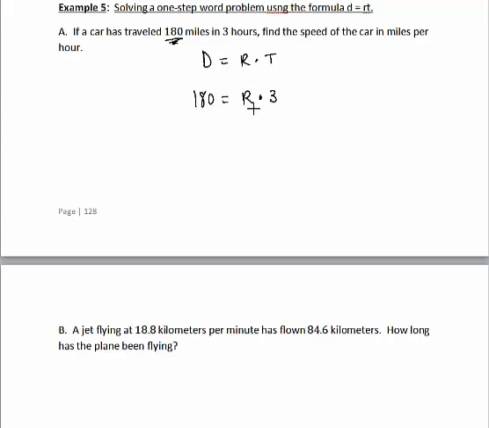Well, in this case, we have to apply what we know about solving equations. We do the opposite operation with respect to the variable. And 3 is multiplying the R. To undo that, we divide by 3. 180 divided by 3 is 60, which is our rate. And 180 was in unit-wise miles, and 3 was hours. So the 60 has units of miles per hour.